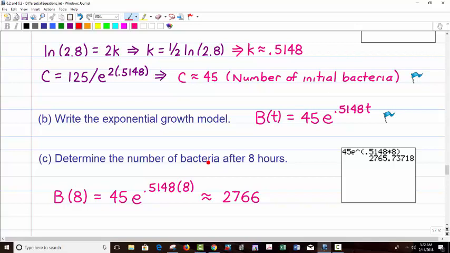Put it in the calculator. Notice how I wrapped parentheses around all of that. Very, very important, because if you cut off the parentheses too early, that will not give you the right answer, because it would not include the 8 with the e. So very important. And so we're saying roughly 2766 bacteria after 8 hours.